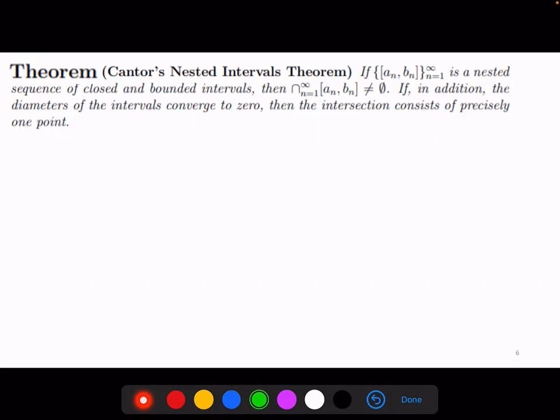If we have a sequence of nested intervals [an, bn], and the an's are always going up and the bn's are always going down, because that's what nested means, then their intersection is going to be non-empty. And in particular, if an and bn are always decreasing their separation by a factor of 2, they converge uniquely to a point. And so we've talked a little bit about why this is true.